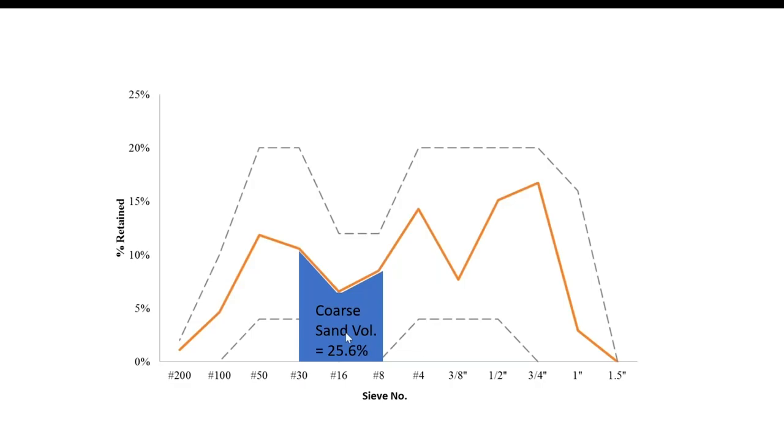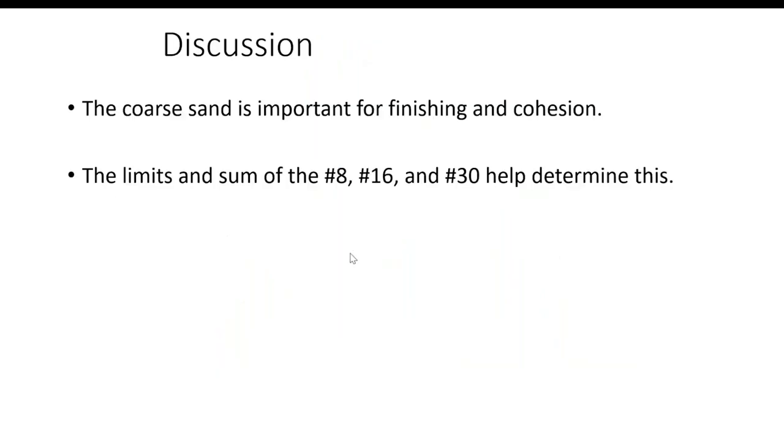So we're basically going to say, what's the volume underneath here? 8, 16, and 30. That's the same number, 25.6. And that is what gets plotted in this oval. Remember that oval I showed you up above? Yep, that's that oval. And that number's got to be greater than a certain value. Okay, so coarse sand is important for finishing and cohesion. And we talked about these limits and how to get that figured out.